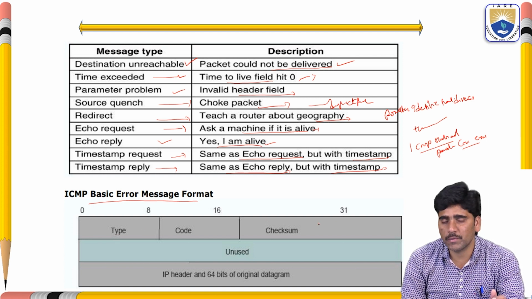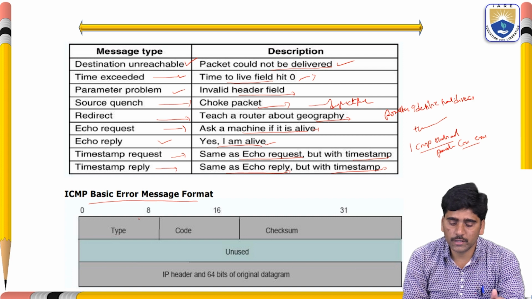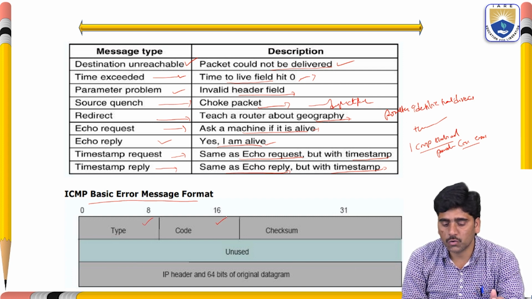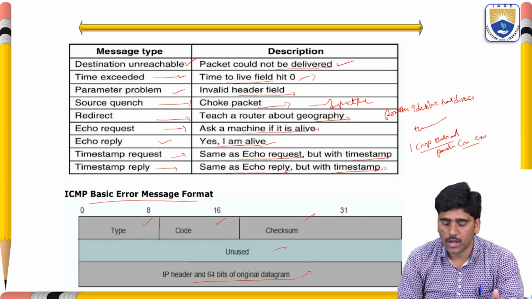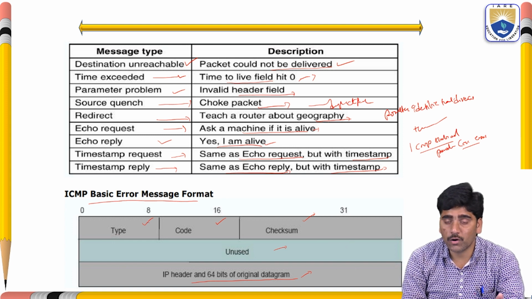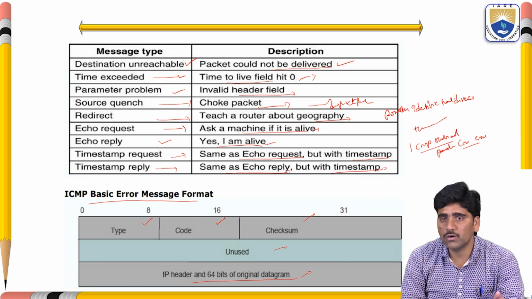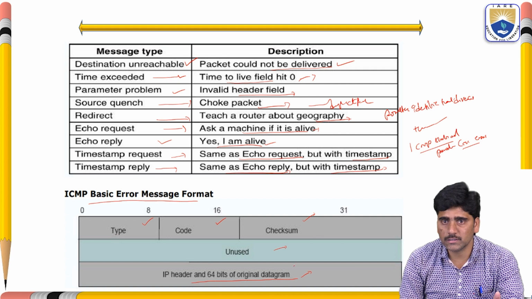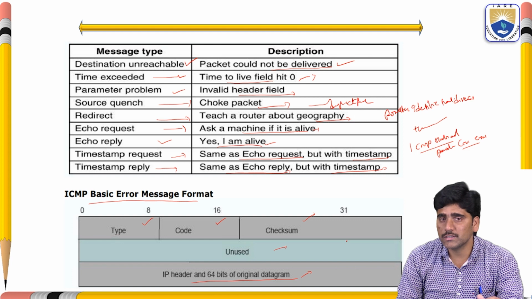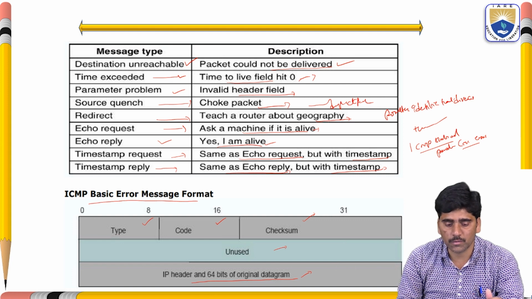This is the ICMP packet format, which contains the type field, the code field, the checksum field, the unused field, and the IP header and 64 bits of the original datagram. So this is the basic ICMP error message format.